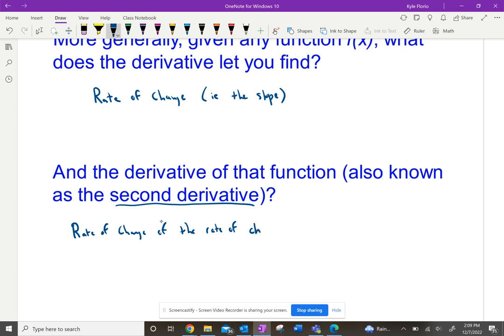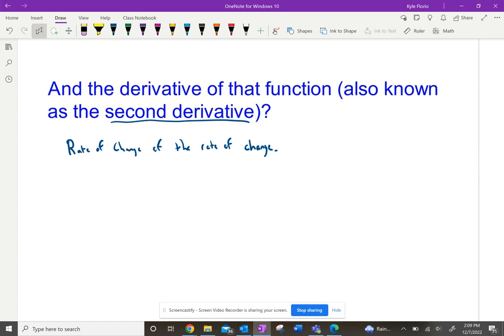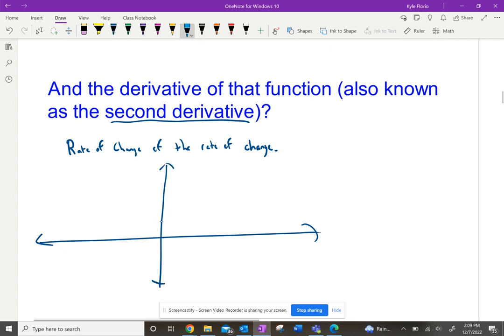Which seems like, what's the point of that? And the best example I can come up with is just acceleration is the rate of change of the rate of change. Distance over time is the rate of change of position, and the rate of change of distance over time is acceleration. We'll talk about this more certainly later in chapter 4, but just look at this function for a hot second.